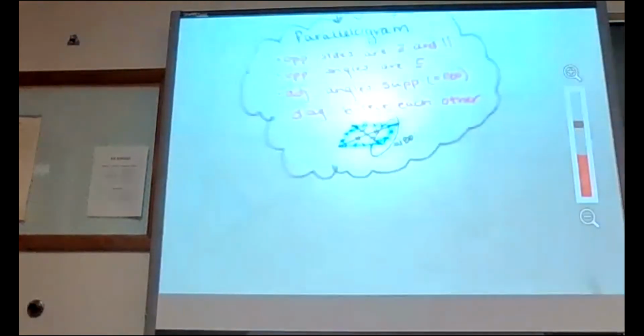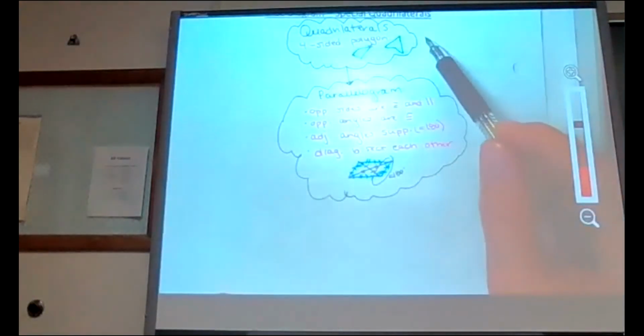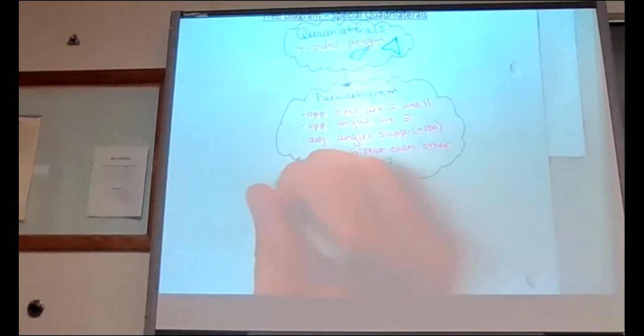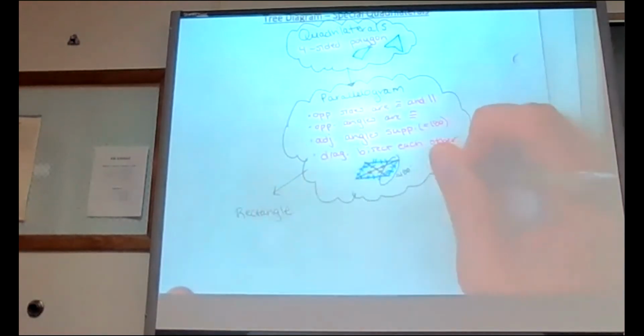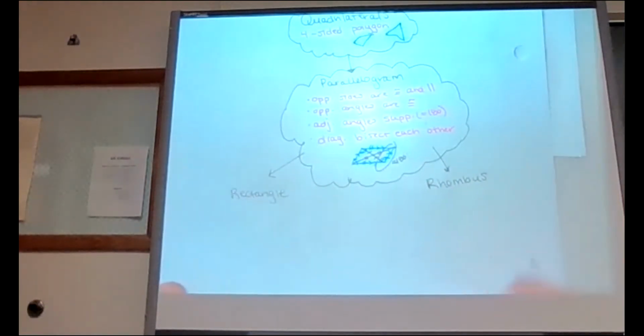That's fine. So there we have the beginning of our diagram here. We have our quadrilaterals and then our parallelograms. Now from that, parallelograms, we have special parallelograms. So we have our rectangle over here. We have our rhombus over here. We have rectangle and rhombus.